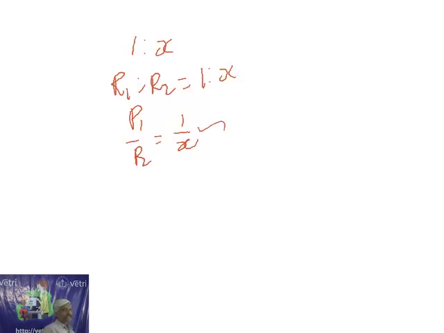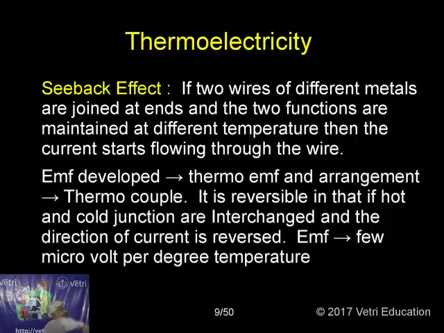Usually the question is asked: if the two resistors are connected in parallel, what happens? P1 by P2 is equal to R2 by R1. That is x by 1. So if the answer is 1 by x, then they are connected in series. If the answer is x by 1, they are connected in parallel. Like that, there are so many problems asked on the ratio of power consumption, such as the electric heater. Be careful. Then we can pass on to thermoelectricity.